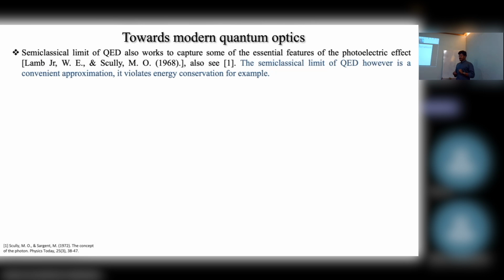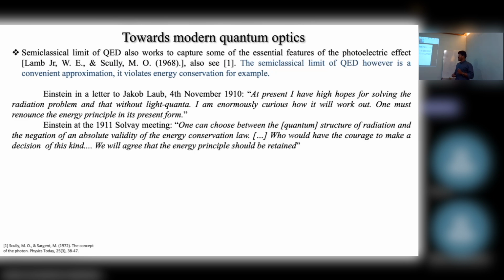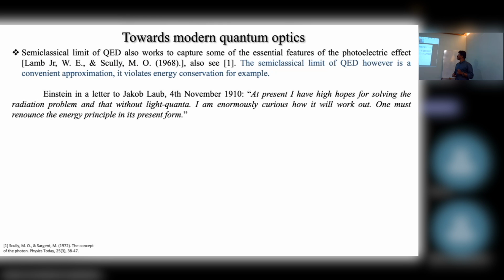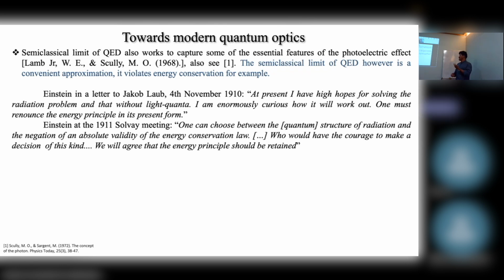Yeah, but these issues were something that had bothered Einstein too. For example, in a letter to his friend Jakob Laub in 1910, Einstein says, "At present, I have high hopes for solving the radiation problem, and that without light quanta. I am enormously curious how it will work out. One must renounce the energy principle in its present form." And then within a year, at the Solvay meeting in 1911, Einstein says one can choose between the quantum structure of the radiation and the negation of the absolute validity of the energy conservation law. He asks who would have the courage to make a decision of this kind. And we will agree that the energy principle should be retained.